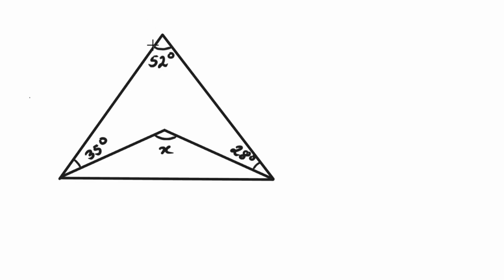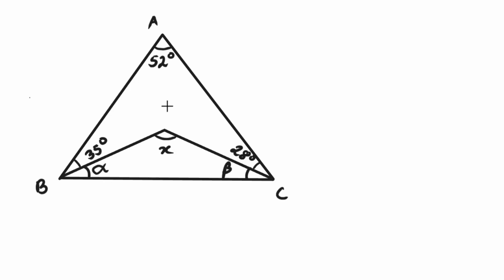Let's solve this problem carefully and find the value of angle x step by step. We are given triangle ABC, and this angle measures 52 degrees. Now, let's introduce two variables to make the problem easier to work with. We'll call this angle alpha and this angle beta.